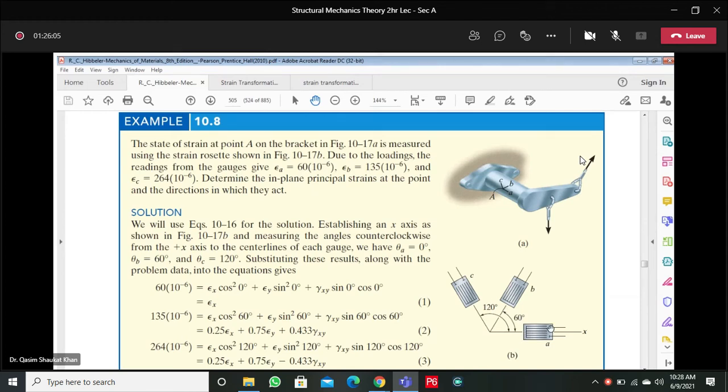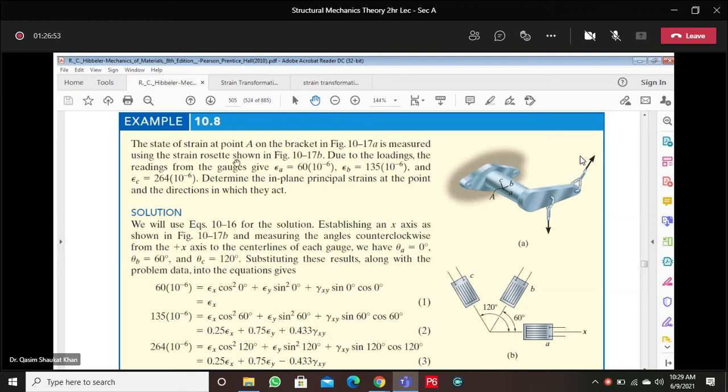Theta A with reference to the positive x-axis is 0, theta B is 60, and theta C is 120 degrees. Due to the loadings, the readings from the strain gauges are epsilon A is 60 microstrains, epsilon B is 135 microstrains, and epsilon C is 264 microstrains. The question asks you to determine the in-plane principal strains and the orientation of the principal planes.